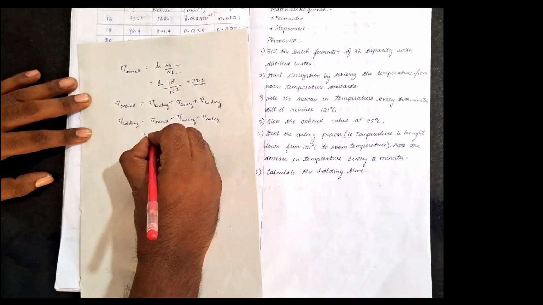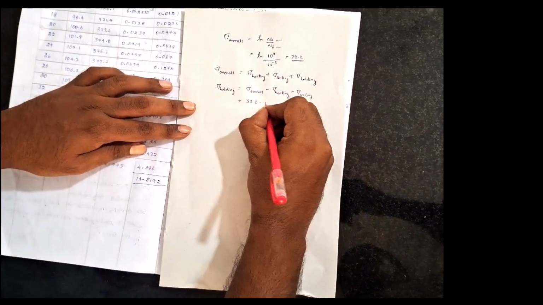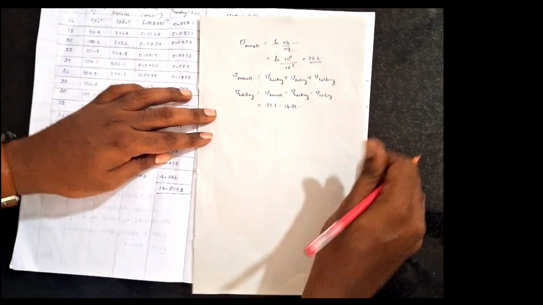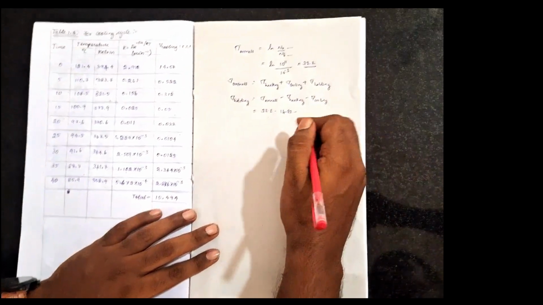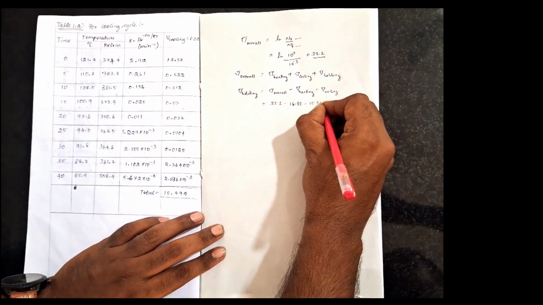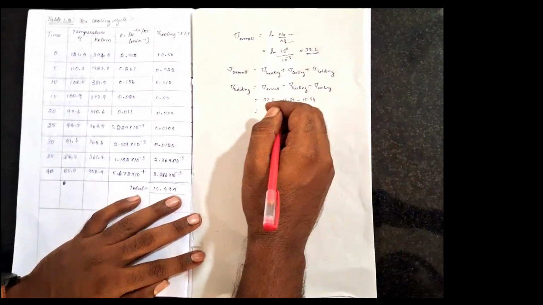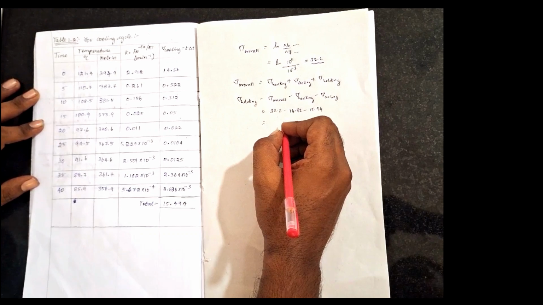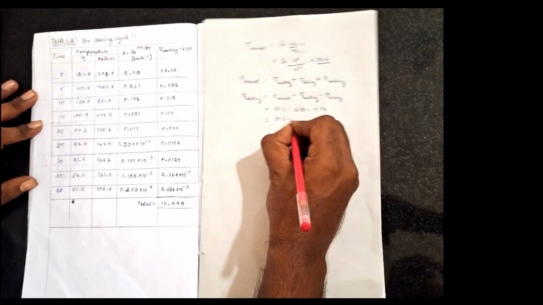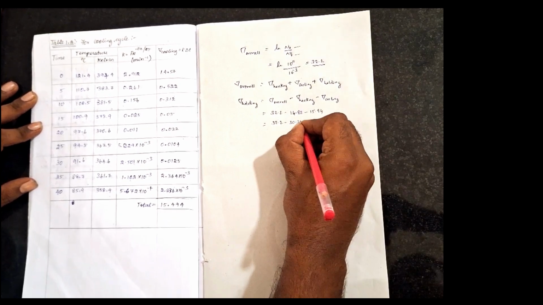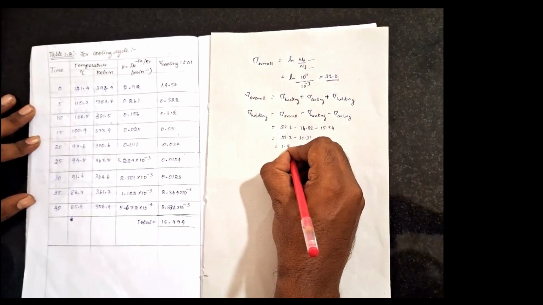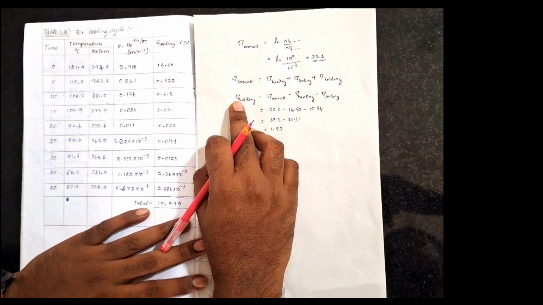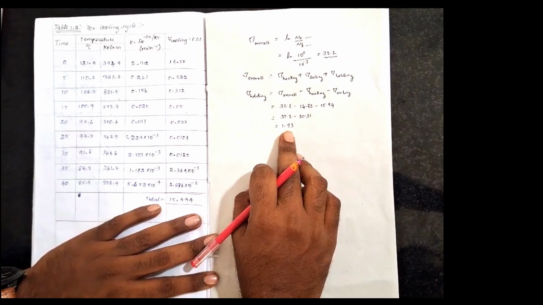So that is 32.2 minus del heating, which is 14.82, and del cooling, which is 15.94. So what is the answer? Check it. That is 32.2 minus 30.31. And what is that? 1.93. So during holding, we are supposed to have a del value of 1.93.